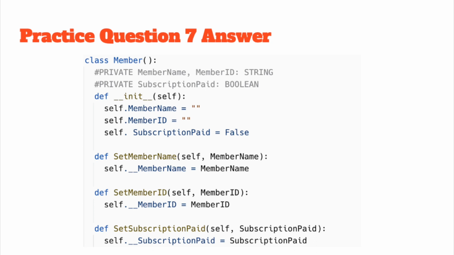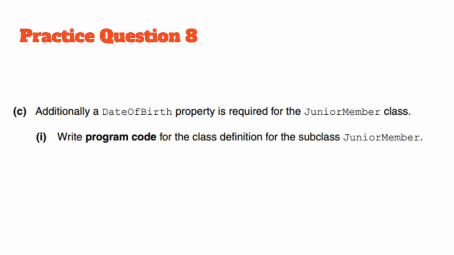If you haven't, pause the video, code this, and then continue on to practice question 8. Here you need to add a date of birth property to the junior member class. So write program code for the class definition for the subclass junior member. So we're now creating the subclass. So our good old friend super might come in handy here. Pause the video, have a go, and then continue on to check possible solution.